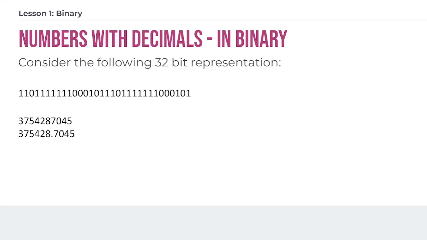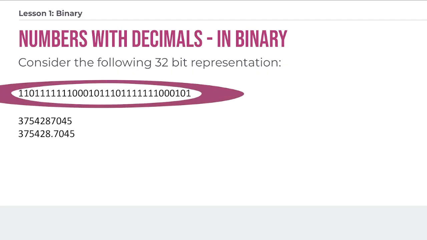All right, so the last thing that we need to do is take a look at the same concept that we're talking about, the same base 2 or base 10 type of system, and figure out how this works with decimals. So consider this example right here. You can see that there are 32 characters, either ones or zeros, strung together here. So this is a 32-bit representation of a number.